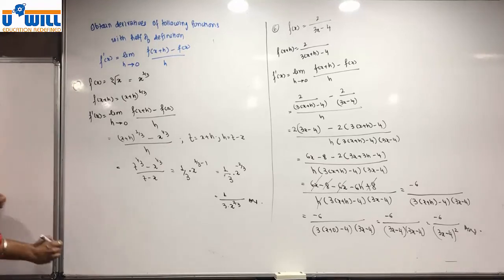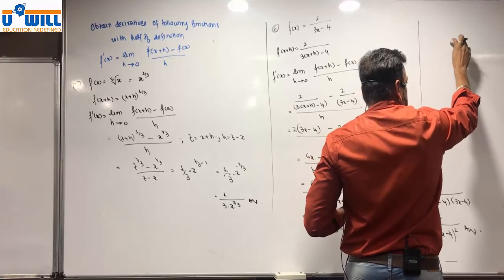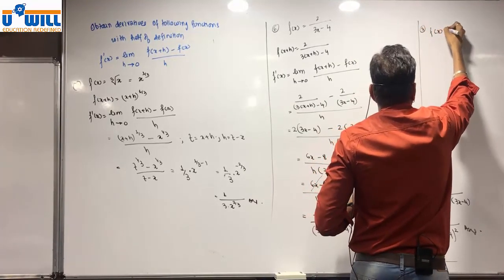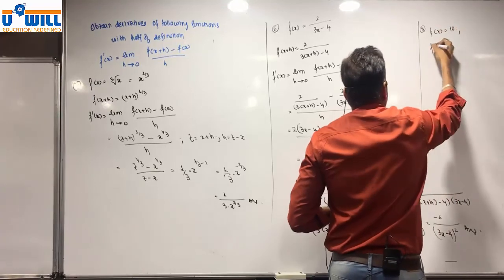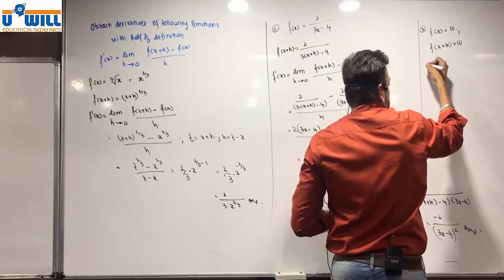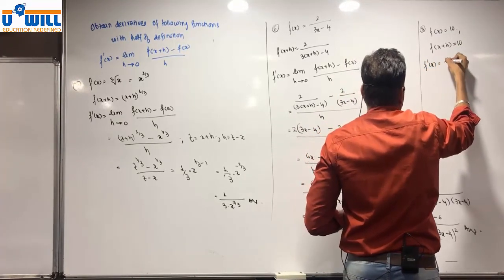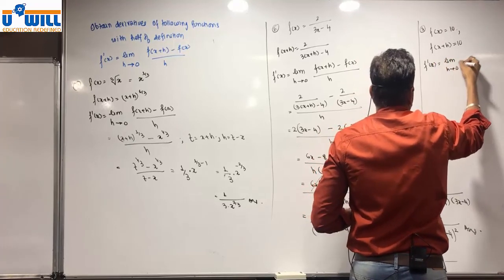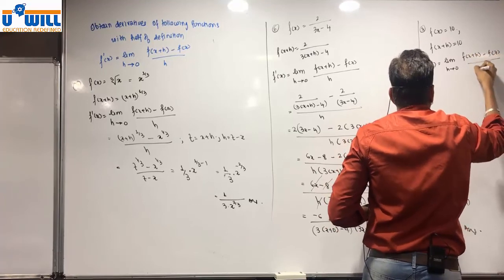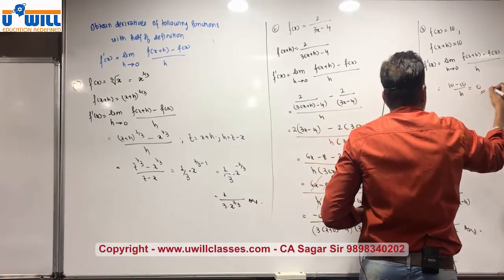Seventh one, ध्यान दो, function of x is equal to 10, so function of x plus h is equal to 10. Constant के derivative of function of x is equal to limit h tends to 0, function x plus h minus function of x upon h is equal to 10 minus 10 upon h, which is equal to 0.